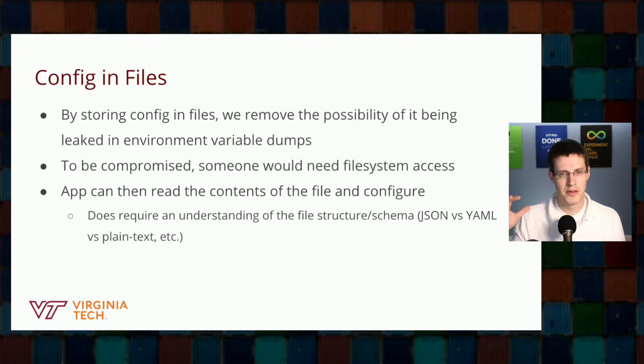The idea is that the application can read a file and then load the properties or the configuration, whatever it is, and use that to configure itself. Now, this does require, as this bullet point says, an understanding of the file structure and schema. If my application is expecting JSON as its configuration, I need to know what keys I can put in the JSON file to configure my application. So if you're writing an application that others may be able to reconfigure, make sure you write good documentation so that others know how to configure your app.